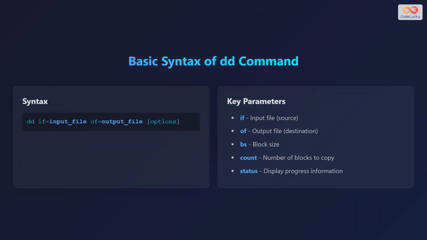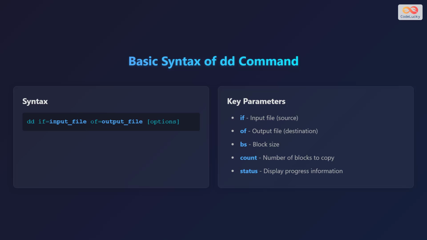The basic syntax of the dd command is straightforward, but requires careful attention to detail. The general structure is dd if=input_file of=output_file options. Let's break down the key parameters. The if parameter specifies the input file or source from which data will be read. The of parameter specifies the output file or destination where the data will be written.